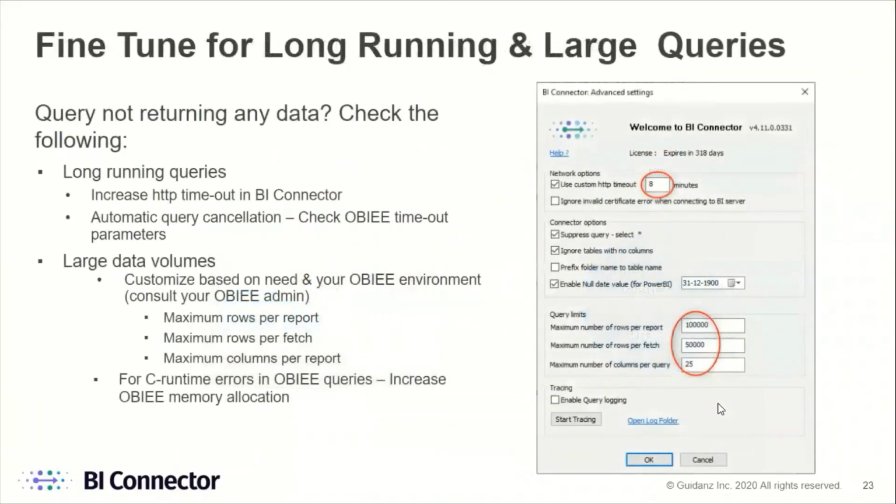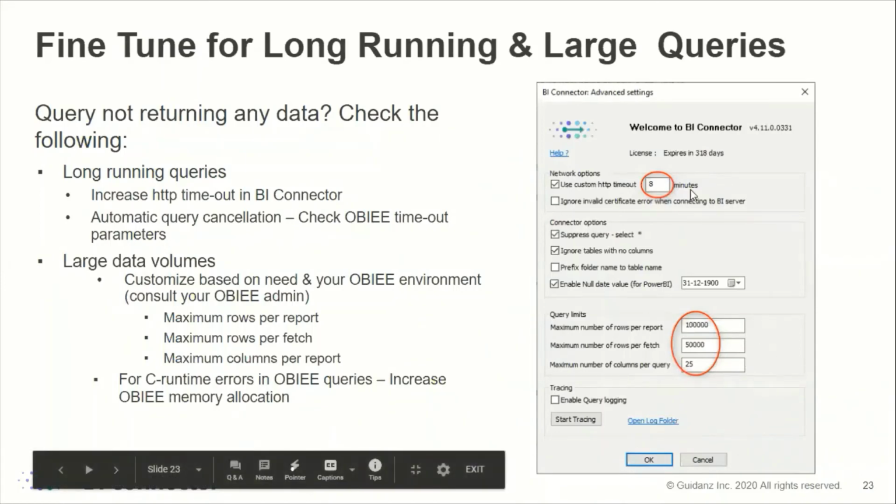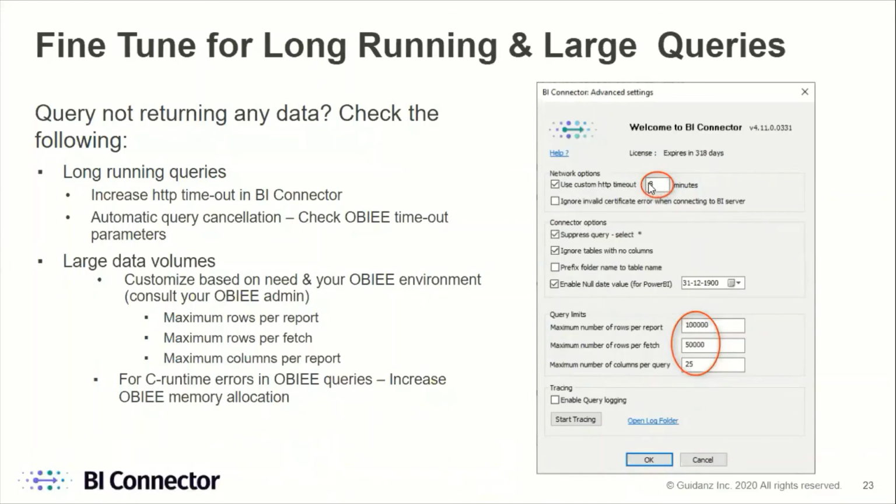The next tip is to fine tune for long running and large queries. Sometimes OBIEE may not be returning the required data. In that case, it could be the result of a timeout error due to long running queries. What you can do is open up BA Connector advanced settings and increase the timeout minutes here. For example, here you can see 8 minutes.